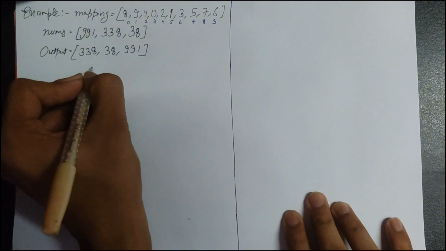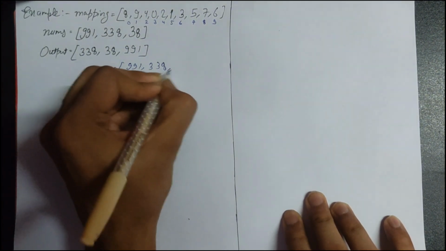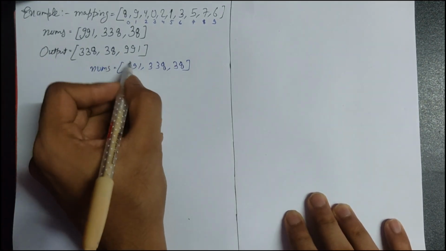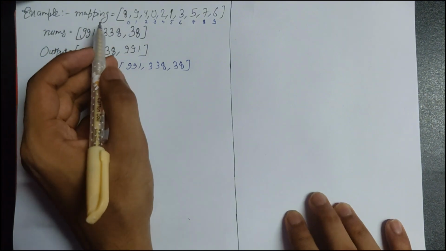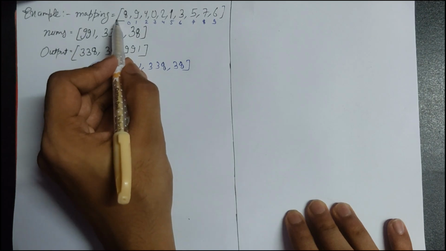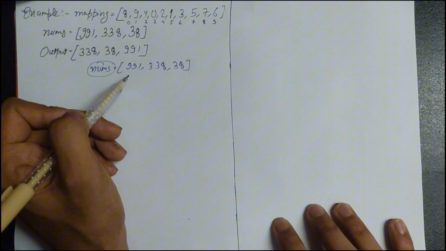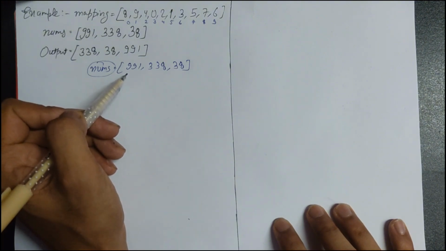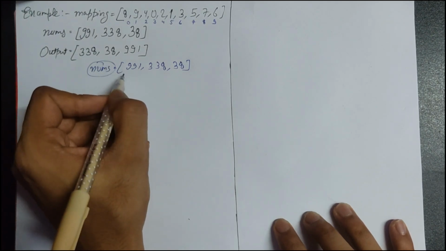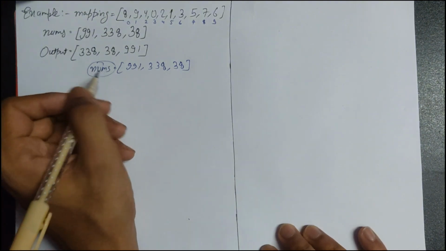In this given example, nums is 991, 338, 38. Now we have to map the values by the given mapping array, and after that we need to sort the nums array based on the mapped values that we will get. So we will simply make a vector which will contain pairs of integers, and we will sort them by the second value. Or we can place it as the first value and sort by that. We will use a comparator.